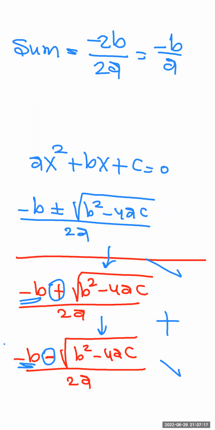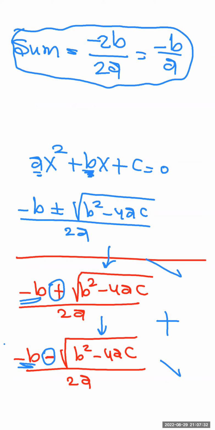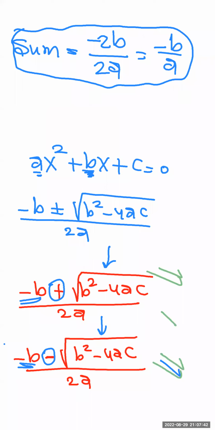So this means that the sum of the two roots for the quadratic equation equals negative b over a. Negative b, the coefficient of x, over a. So this is the sum of the two roots. Then also, what about the product of the two roots? If I will multiply these two roots, the first and the second, after finalizing the multiplication of the two roots, it will equal c over a.